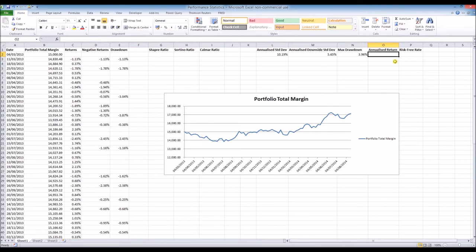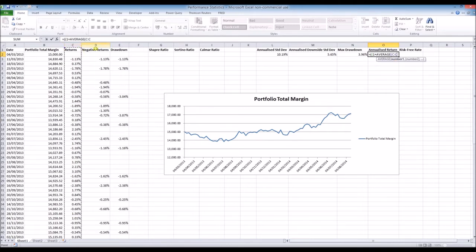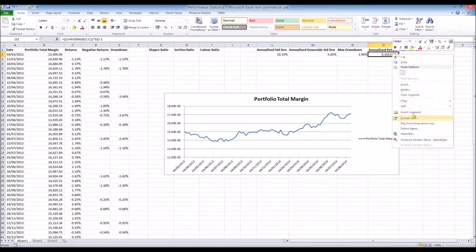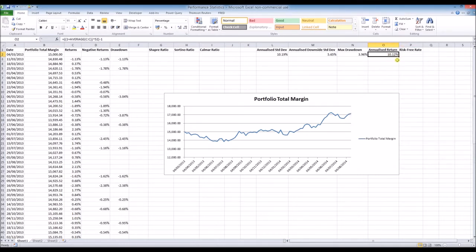Our annualized return is going to be equal to 1 plus the average of our returns column, in brackets, to the power of 52 to scale it up to an annualized figure, and then minus 1. And if we change that to a percentage, that's our annualized return figure.